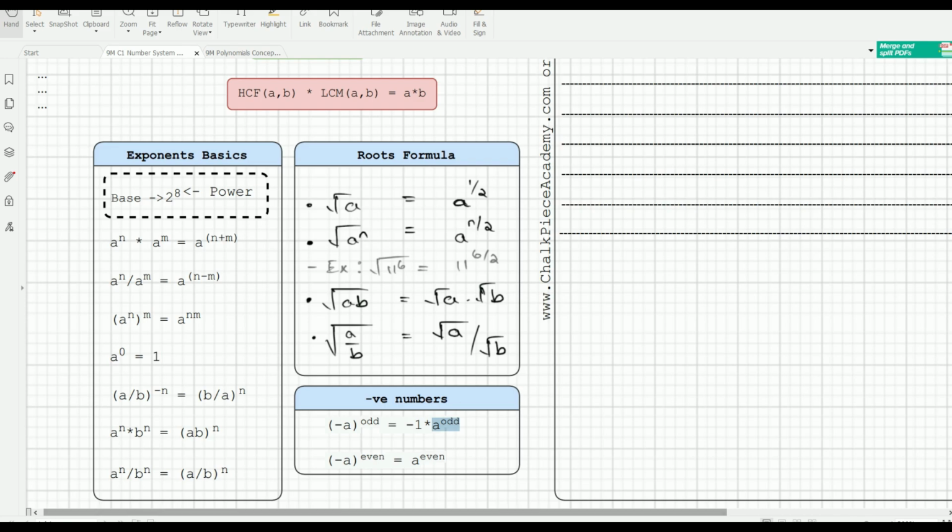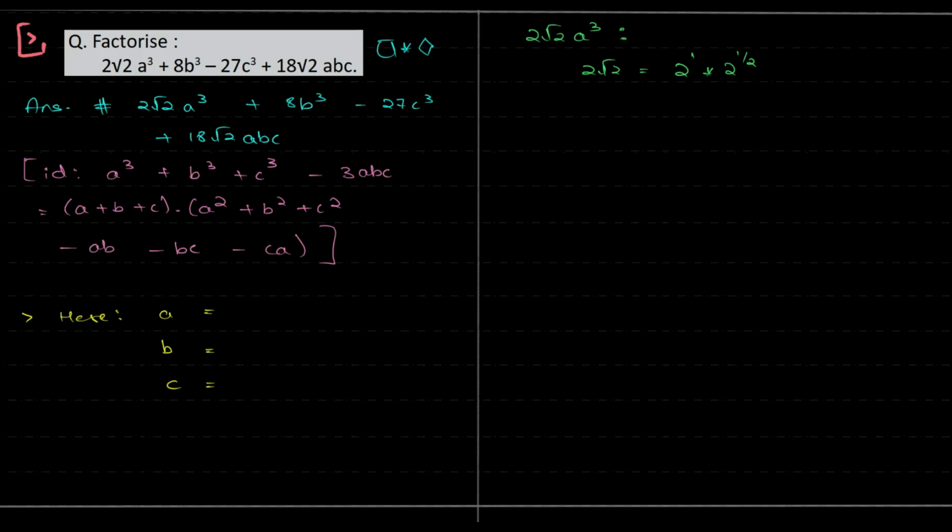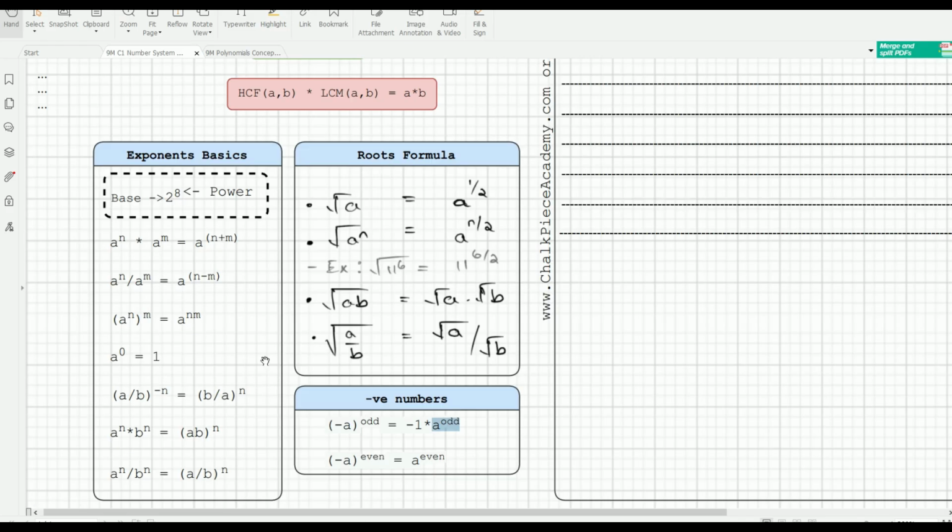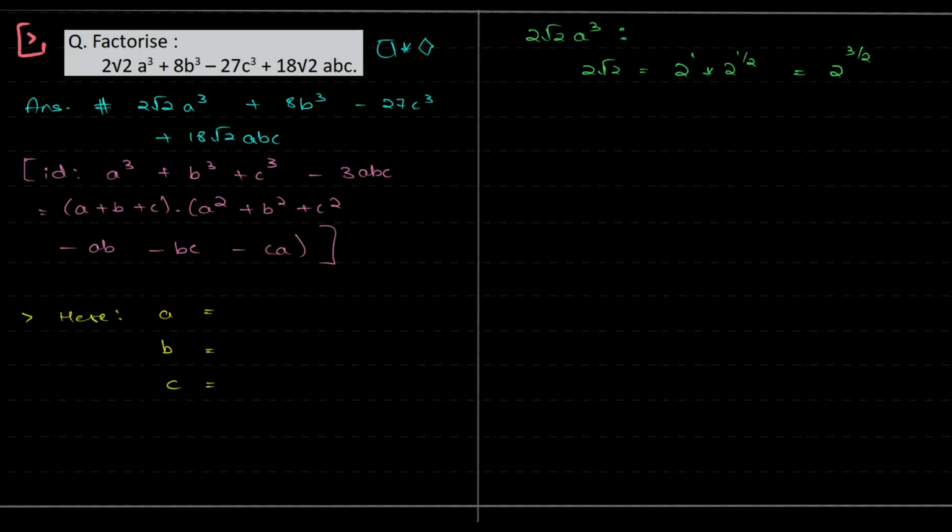Root of anything is a to the power of half. Next thing is we need to add the powers. So this will be 3 by 2. I won't show all the steps, right? This is as per the list: same base, different power, add them up. And now I'll do something weird. Root of 2, or I'll write this as, let me do this actually. Let me show it step by step.